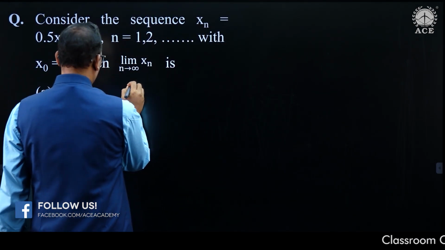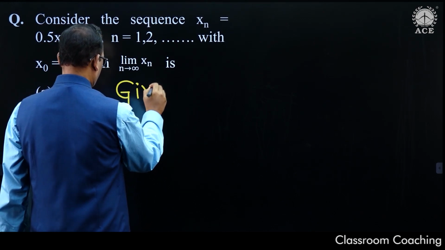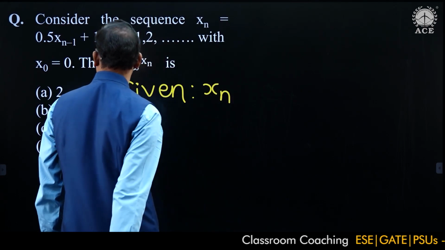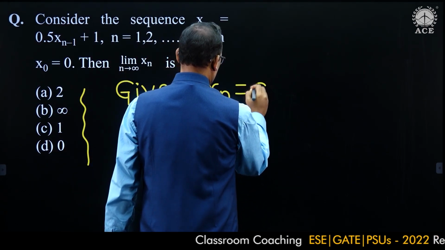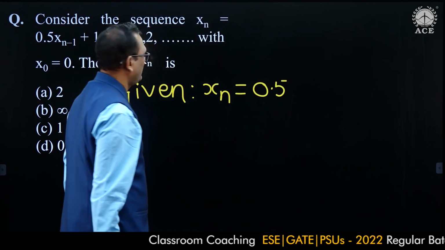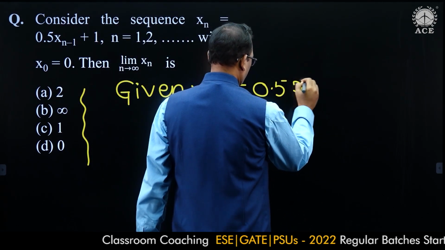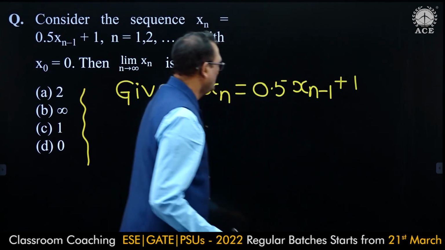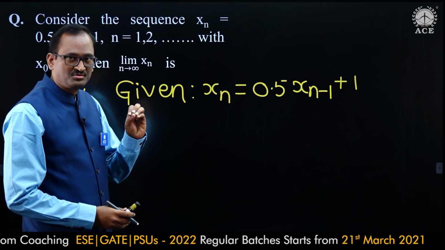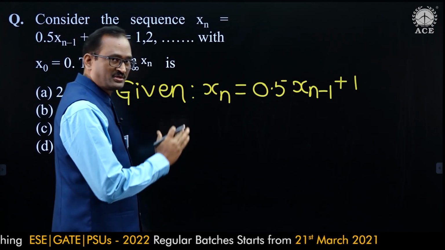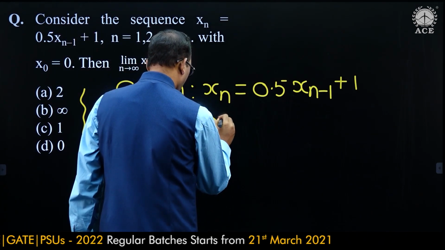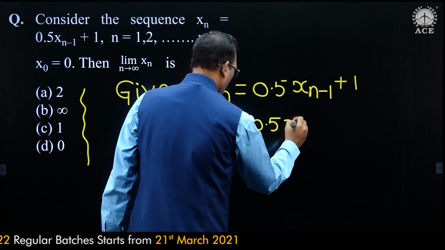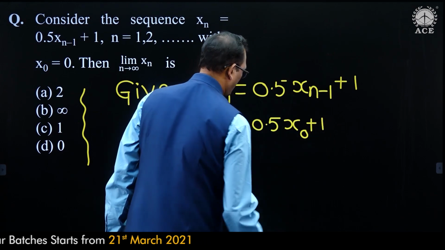First of all, we were given xn is equal to 0.5 into xn minus 1 plus 1. Let us find x1, x2, x3 till xn. To get x1, take n is equal to 1 here. x1 is equal to 0.5 into x0 plus 1.